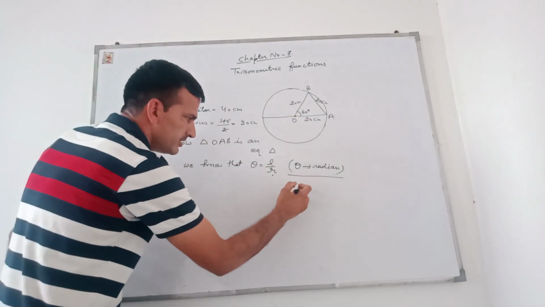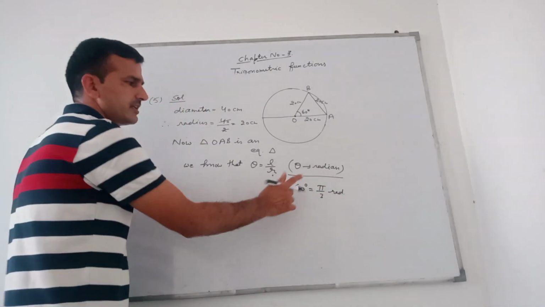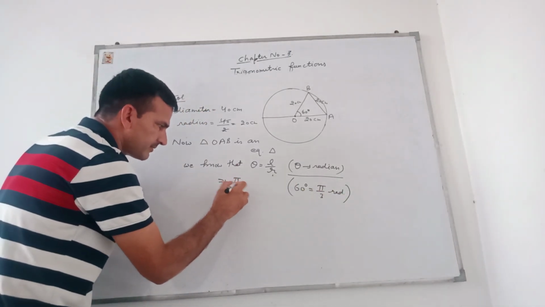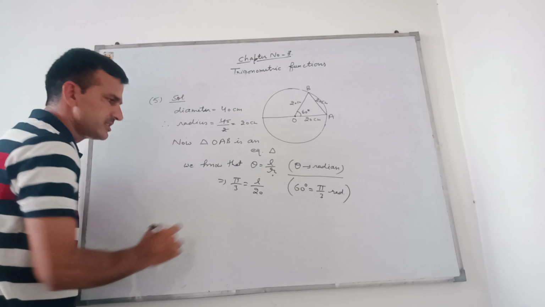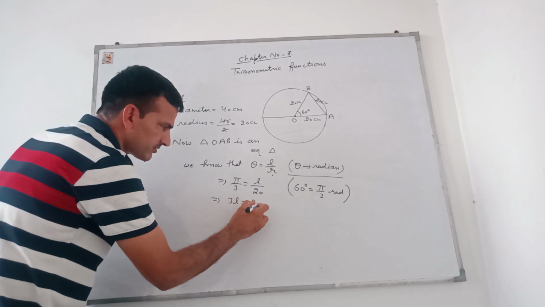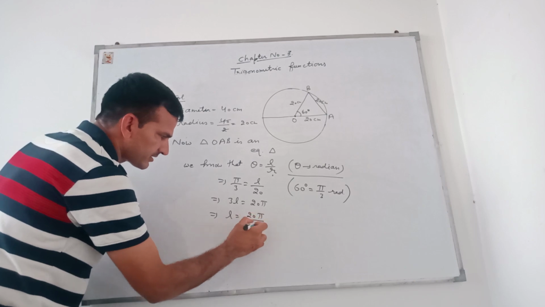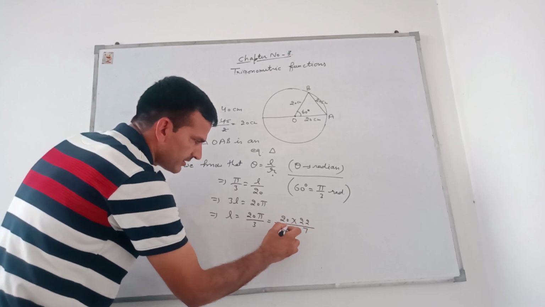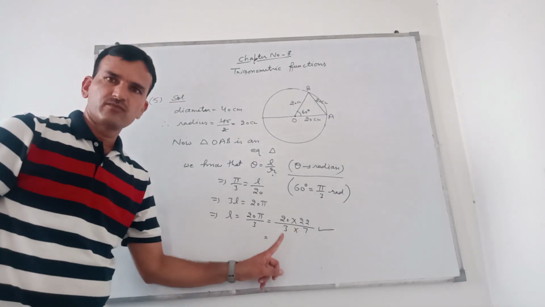Now 60 degree is equal to pi by 3 radian. We changed 60 degree into pi by 3 radian, so put value here: pi by 3 is equal to L by R. R is 20. This implies, cross multiply, 3L is equal to 20 pi. This implies L is equal to 20 pi by 3. Put value of pi 22 by 7, multiply 3. Now simplify this, you get the value of L, the length of the arc.